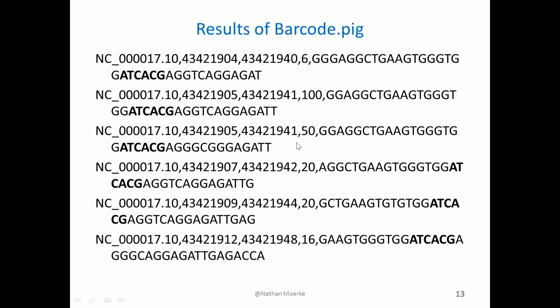This is an illustration grabbing part of the output of barcode.pig. This is a comma delimited text file, as I mentioned. As you can see, we've fished out a bunch of DNA sequences, and as shown in bold, they all have the ATC ACG barcode that we wanted to isolate based on. Then this text format can be sent downstream in the pipeline to other programs for further analysis.